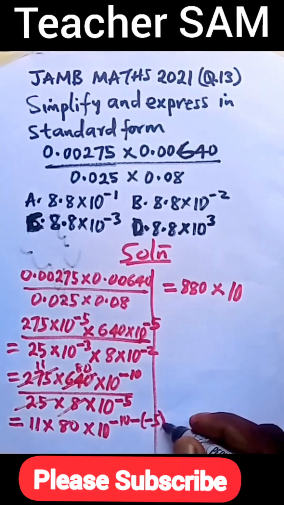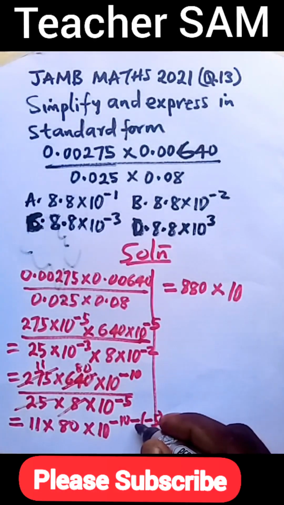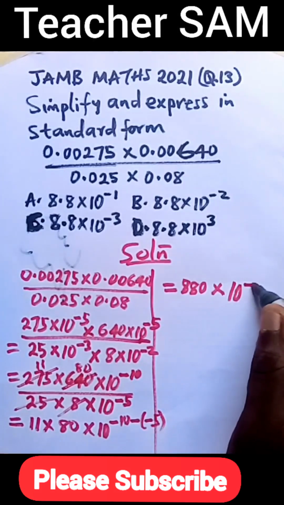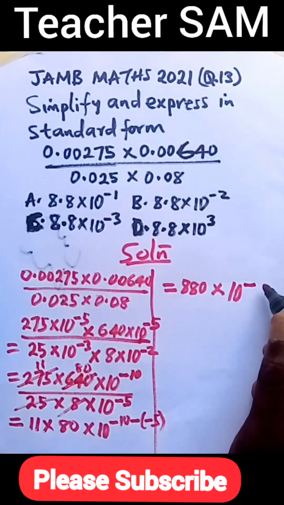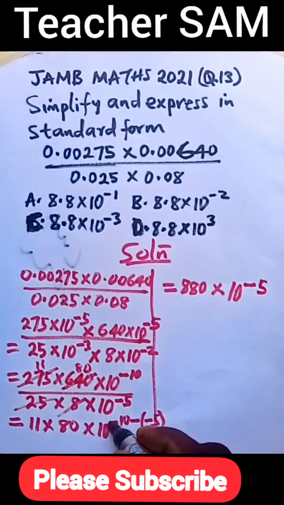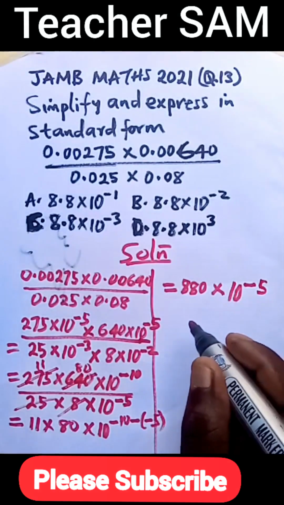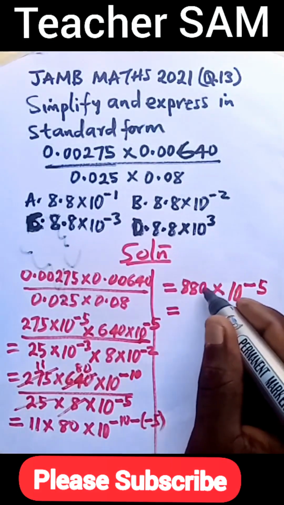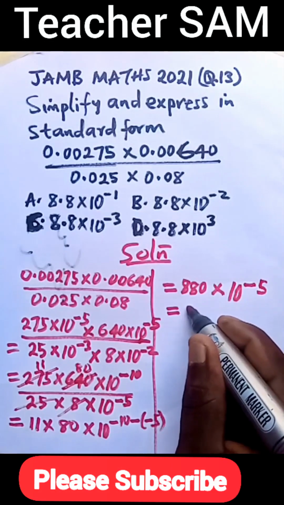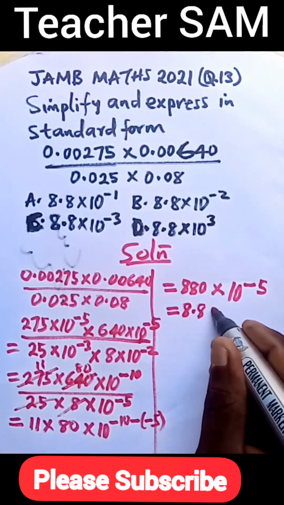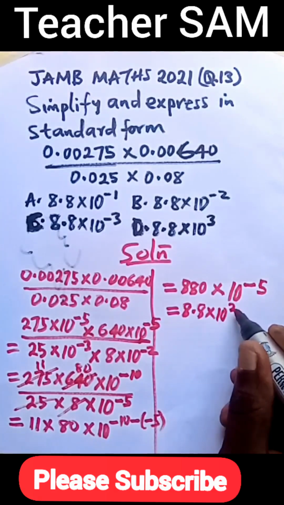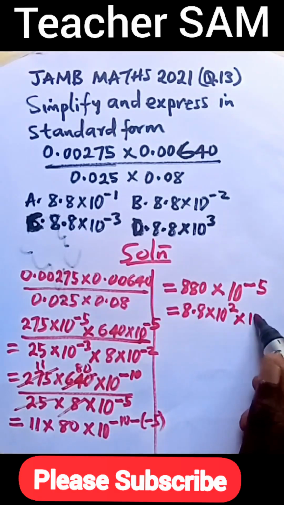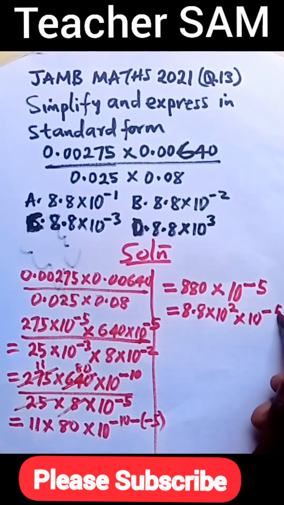Now times 10 raised to, by the time you add up all this, you have minus 5. Now we can write 880 in standard form. That will be 8.8 times 10 raised to power 2, because you count from here 1, 2. That's why I'm having that, times 10 raised to negative 5.